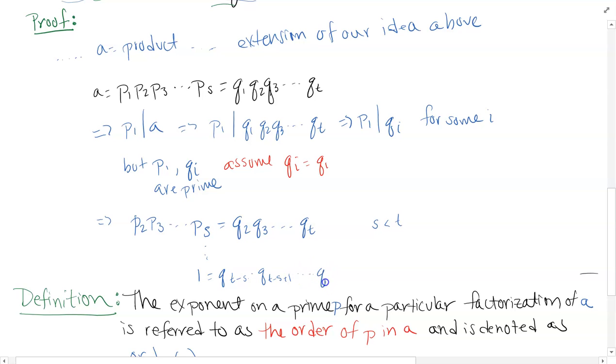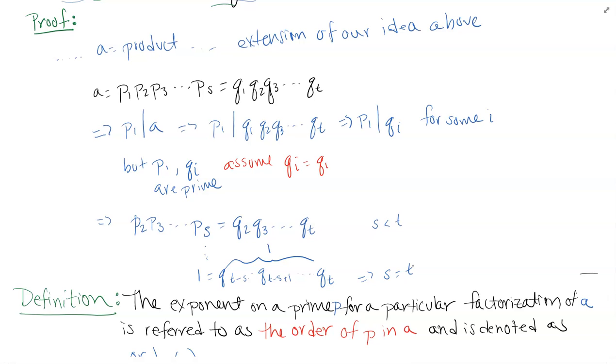up to qt. And then, so this is just showing that the product is 1, meaning that all these are just 1, and then it follows that if this is all 1, then you can really say that s is equal to t, because otherwise you just have a bunch of products that are 1. So this implies that s is equal to t, and therefore the two factorizations are the same up to rearrangement.